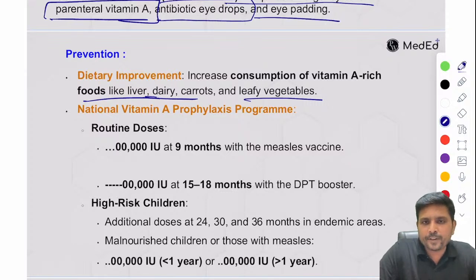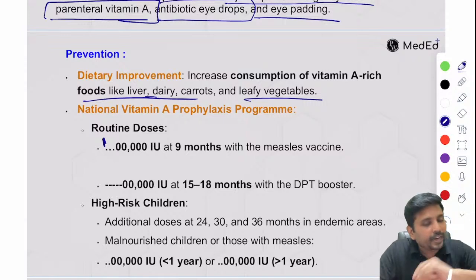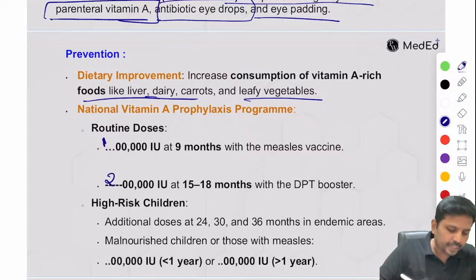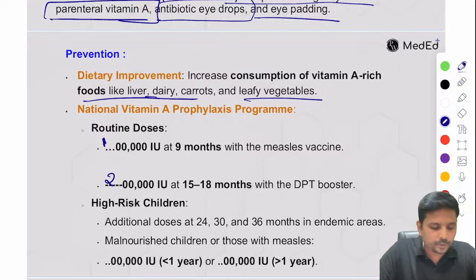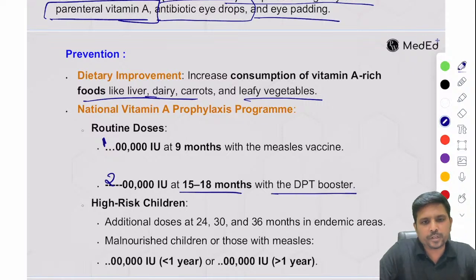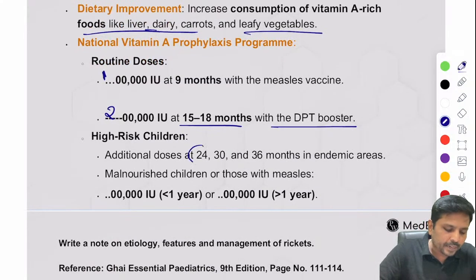The National Vitamin A Prophylaxis Program includes giving 1 lakh international units prophylactically, even without signs and symptoms of vitamin A deficiency. So prophylactically, you will give 1 lakh international units at 9 months, followed by 2 lakh international units at 15 to 18 months, along with the DPT booster. Apart from the 18th month, you will give it at 24 months, 30 months, 36 months.